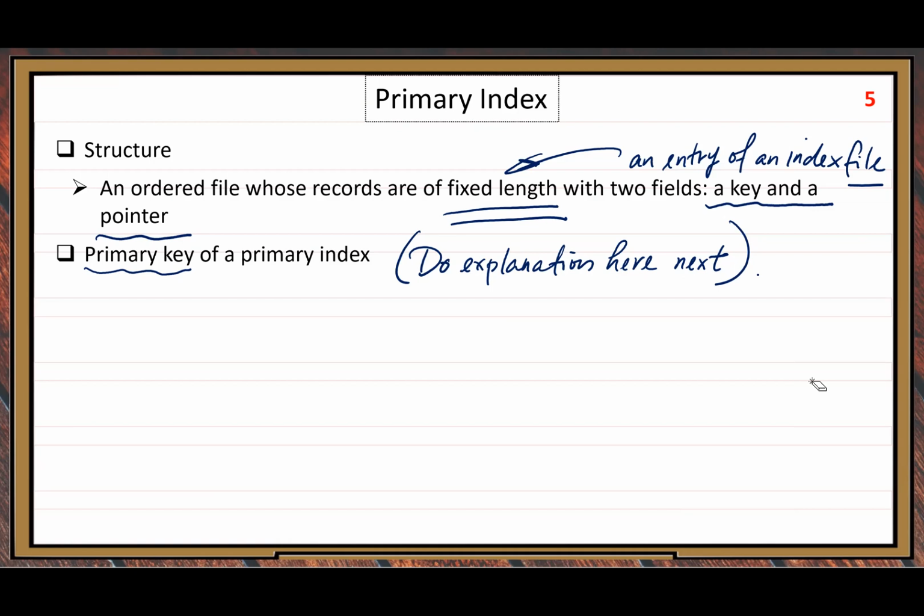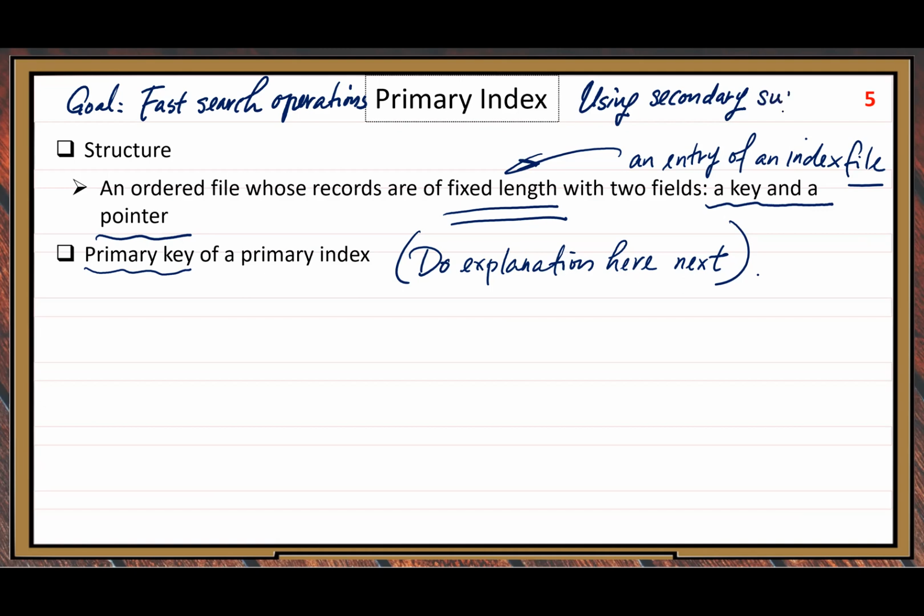Our goal is to organize our data to support fast search. So here, what are we doing? Our goal here is a fast search operation. How to do that? We apply technology using auxiliary files, secondary supporting files. That's the indexing technology. So using secondary supporting files.